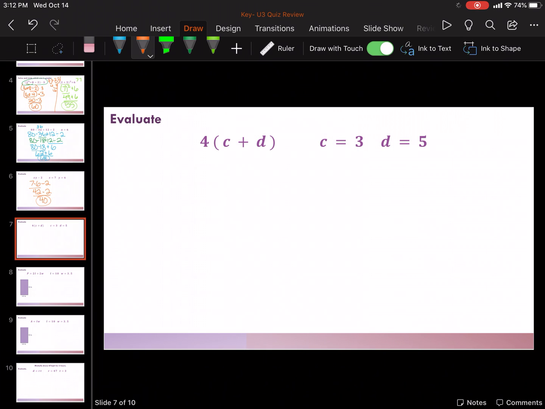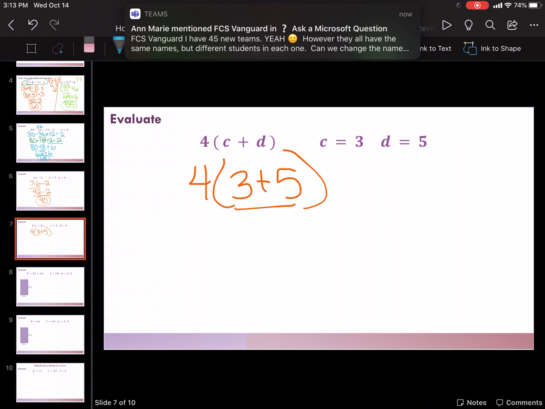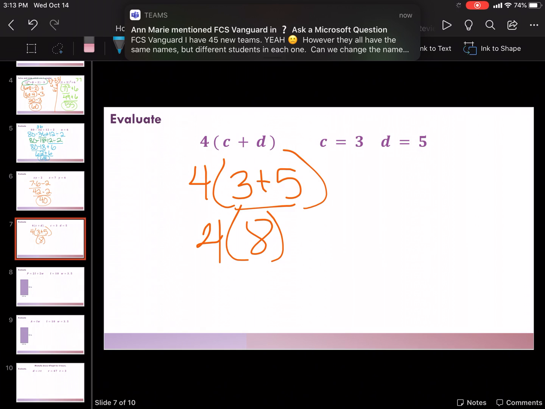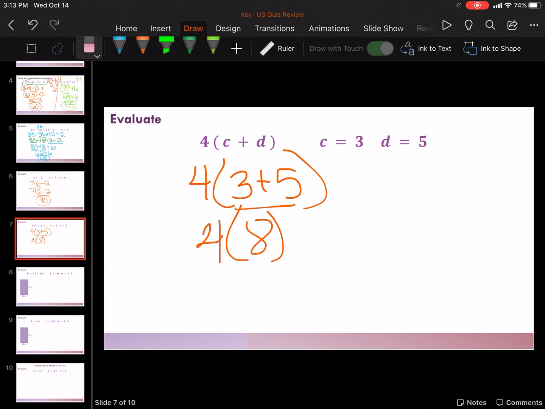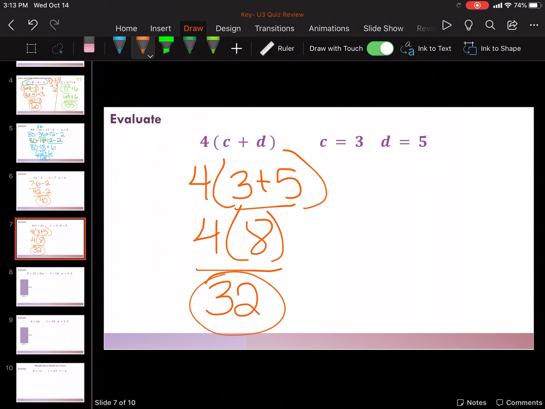Okay, we're going to substitute it in again. Show me the substitution, guys. 5 plus 3 is 8. Remember that when it's next to each other like that, it's going to be multiply. 4 times 8 is 32.